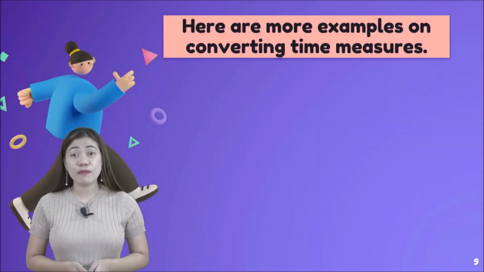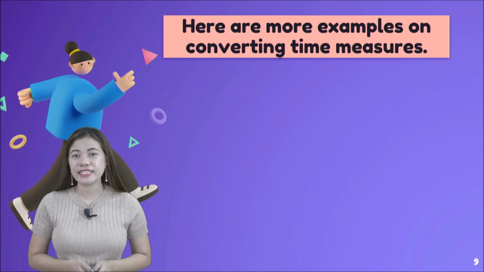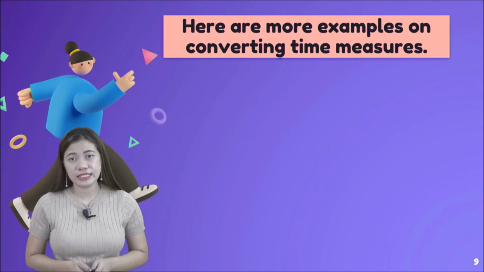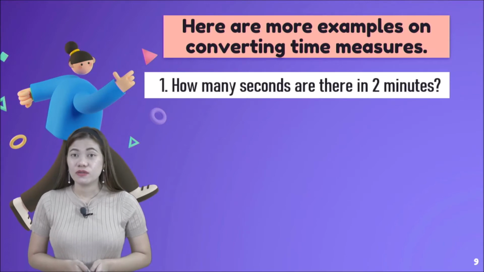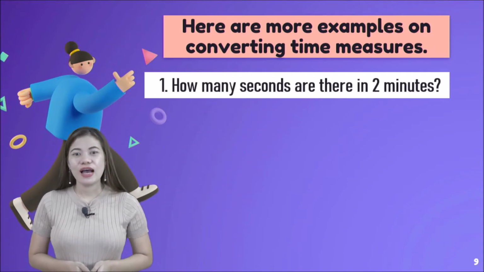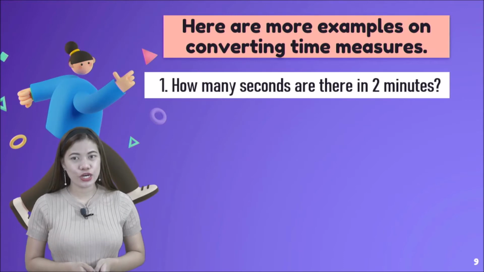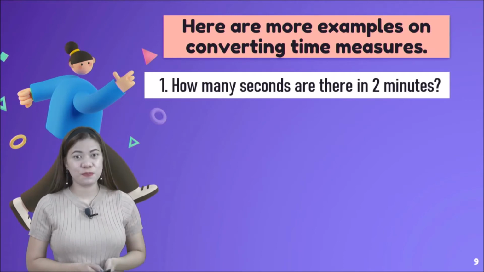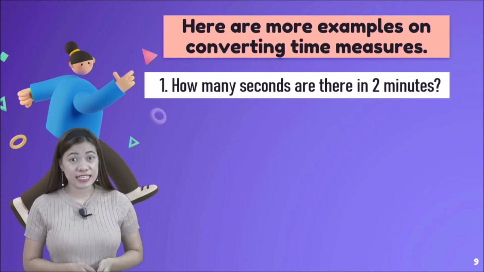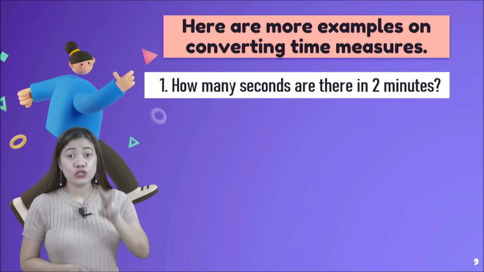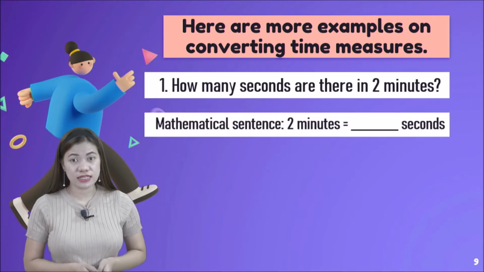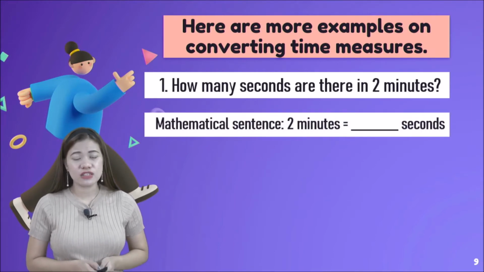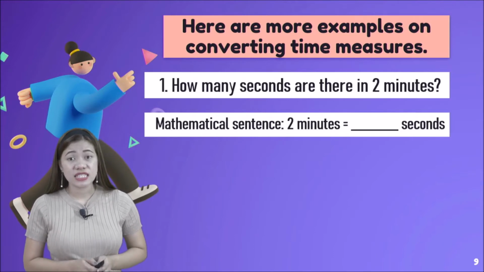So let us have more examples. Here are more examples on converting time measures. Example number 1, how many seconds are there in 2 minutes? Again, how many seconds are there in 2 minutes? So we are looking for seconds, grade 3. So here's our mathematical sentence. 2 minutes is equal to blank seconds.